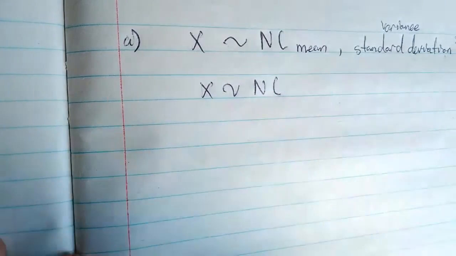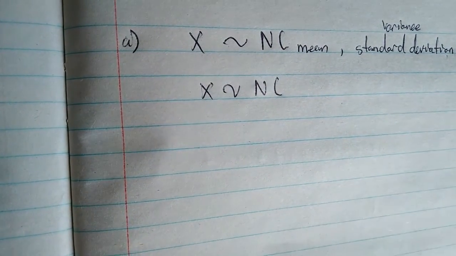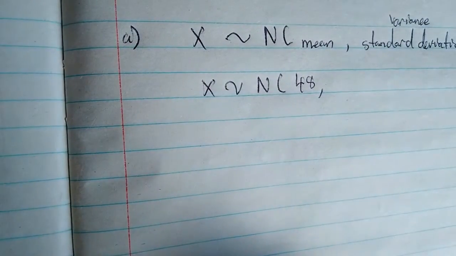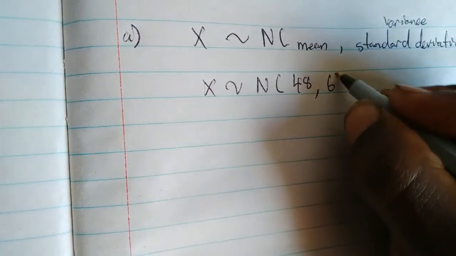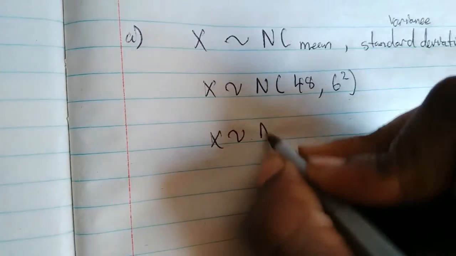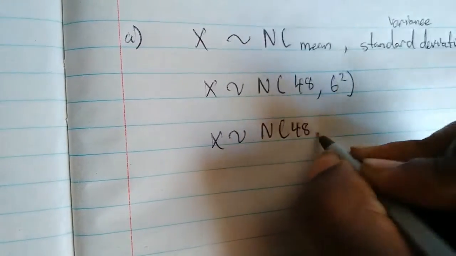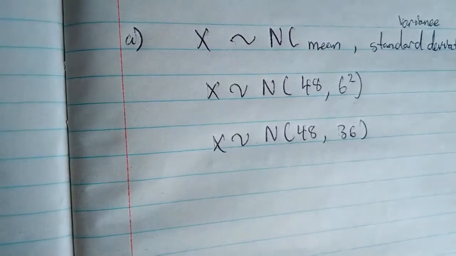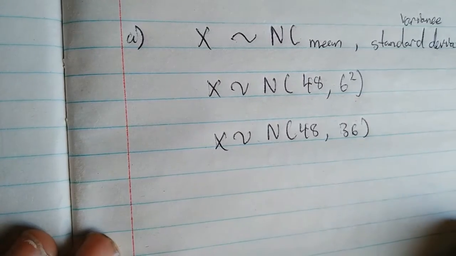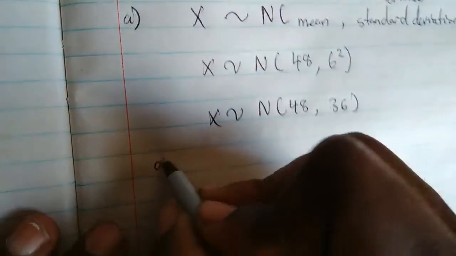What is our mean here? The question gave us the mean. So the mean is 48, and our standard deviation is 6 squared. So X follows a normal distribution, 48 and 36. This is the representation that we want to use. So we are going to say A.